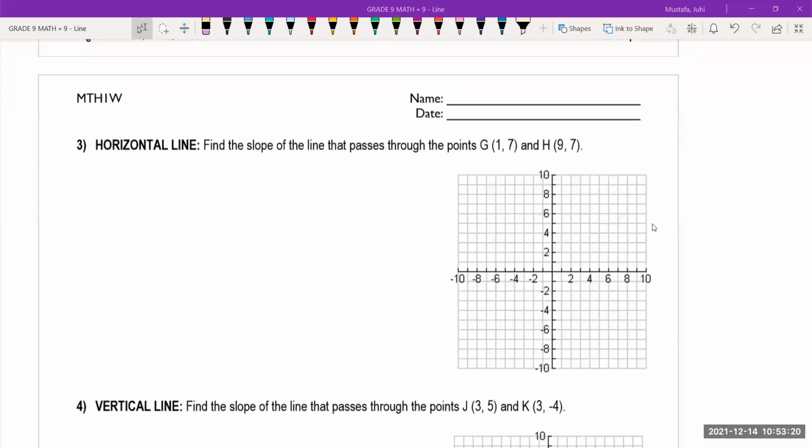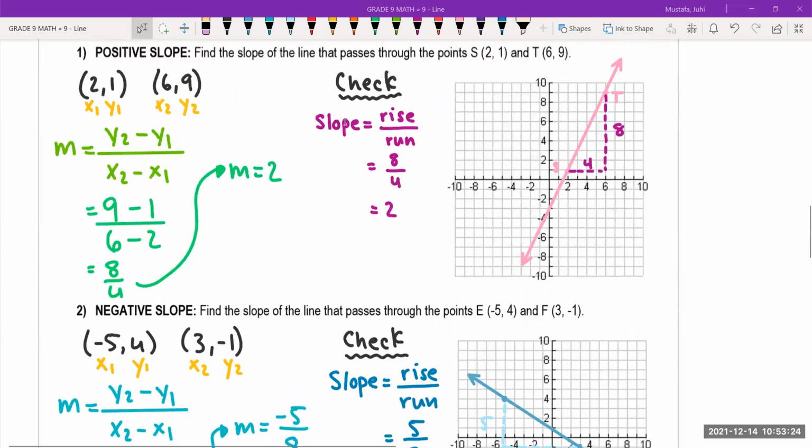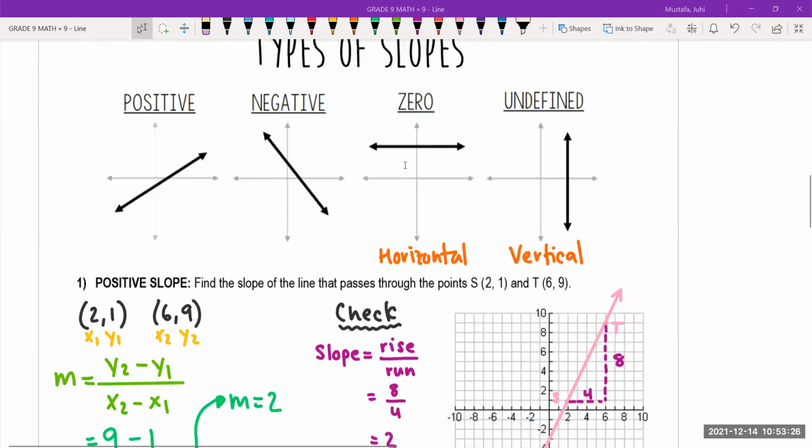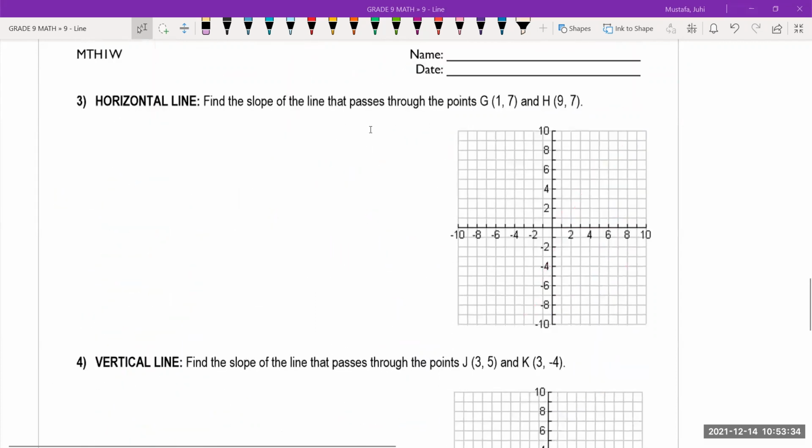Okay, so now just to remind you guys, a horizontal line, I told you the rule up here, we expect the slope to be 0, but I'm going to prove it to you now with actual math and actual algebra. So let's go to our example. We have find the slope of the line that passes through the points 1, 7 and 9, 7.